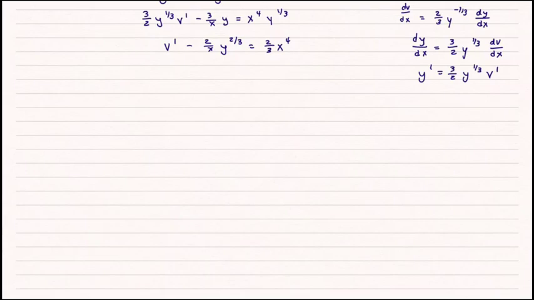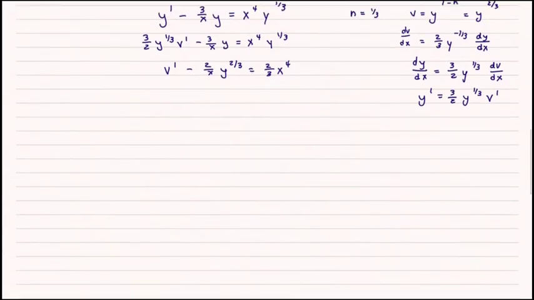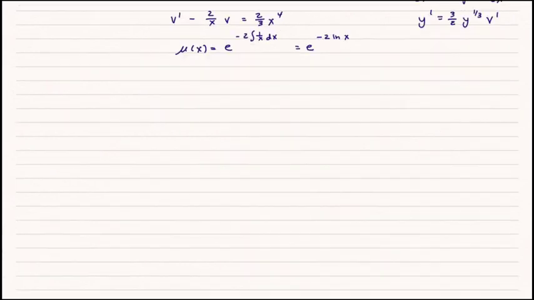Now, as before, the only y is exactly what my substitution was originally, that y to the 2/3 power, so I'm going to go ahead and substitute that in with the v. And now we have a completely linear equation that we already know how to solve. So let's go ahead and do that, starting with the integration factor.